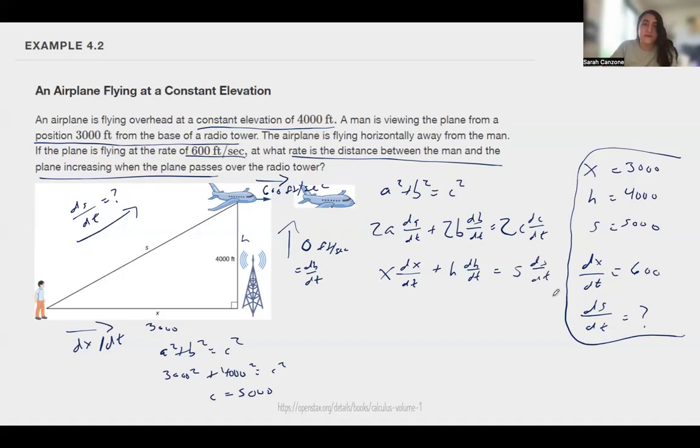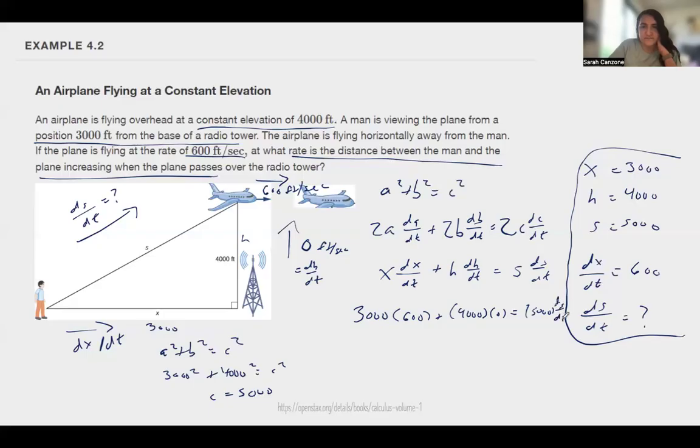All right, once I've taken my derivative, I can go ahead and plug my values in. So x we know is 3,000. dx dt we know is 600. Plus h we know is 4,000. But dh dt is 0. And then s, we solved for 5,000, but we don't know ds dt. That's what we're trying to solve for.